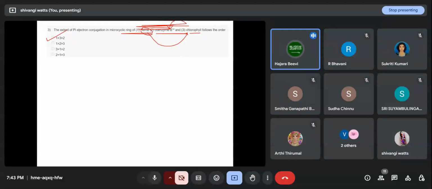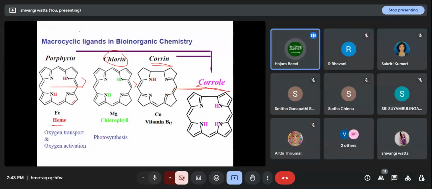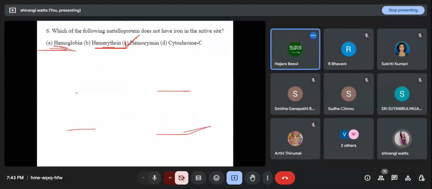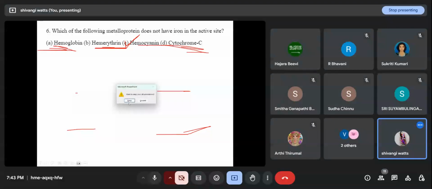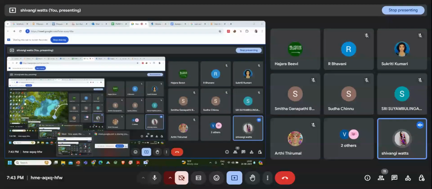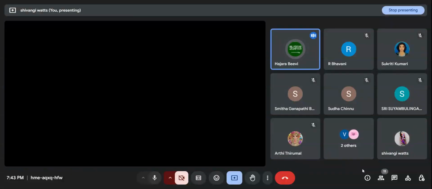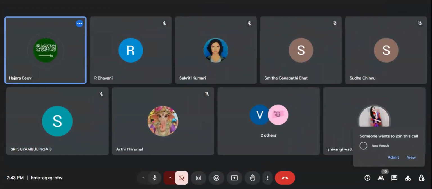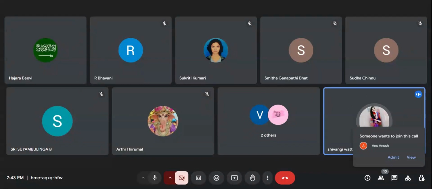Ma'am, can you explain the structure of cytochrome C oxidase? Ma'am, explain that structure. Okay, I did not understand. Cytochrome C oxidase, or cytochrome C, what are you asking? Cytochrome is a protein. You are asking about this iron containing protein, right? Yes, yes.